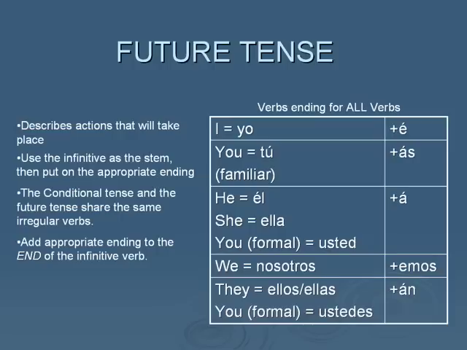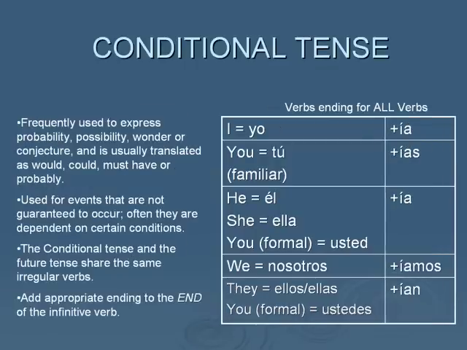The future tense is used to describe actions that will take place. These are the endings for all verbs, AR, ER, and IR. There are only 12 irregular verbs in the future tense. The difference with the future is that instead of taking off the AR, ER, and IR, you leave the verb intact and then add the appropriate ending. The same is true for the conditional. It's for events that are not guaranteed to happen. You keep the verb intact and add the appropriate ending. You use this ending for all verbs, and again, there are only 12 irregular verbs.